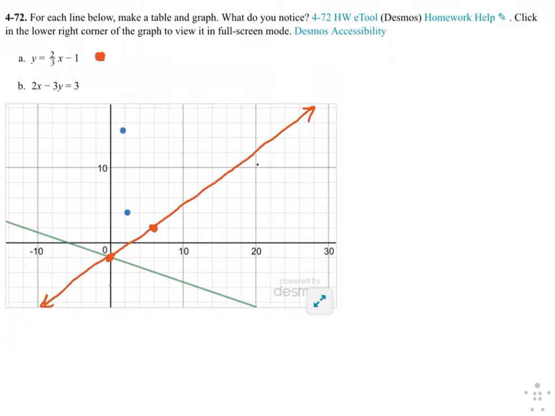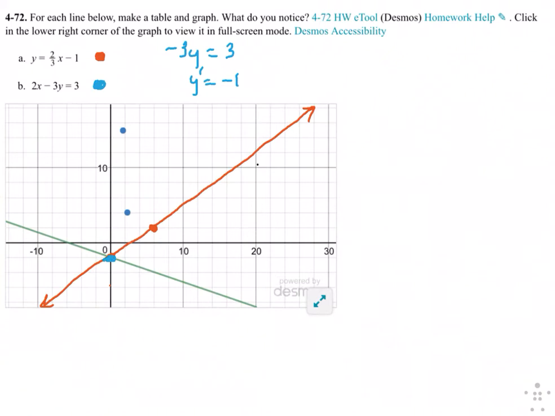The second equation I'll graph in blue. Let's see, blue, right? Okay. So this one we can easily get the x and y intercepts, right? Not easily, but if I substitute in 0 for x, I get -3y equals 3. So y equals -1. So the y-intercept is at -1, which is here.